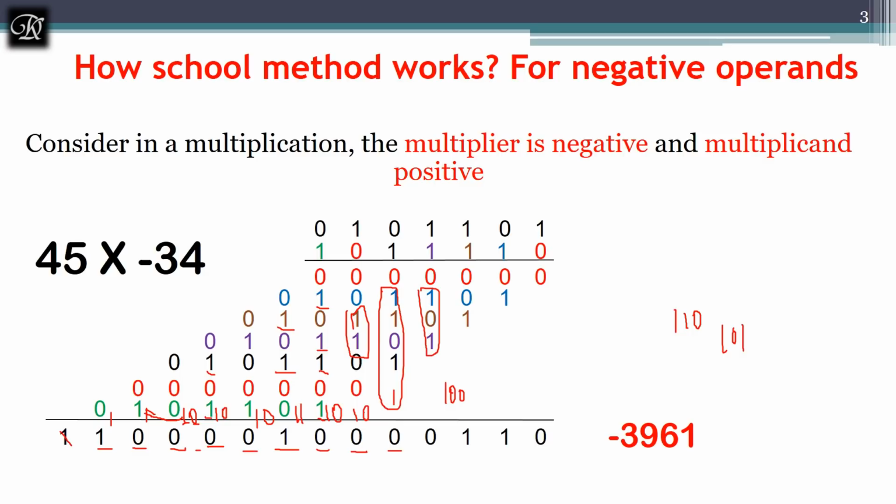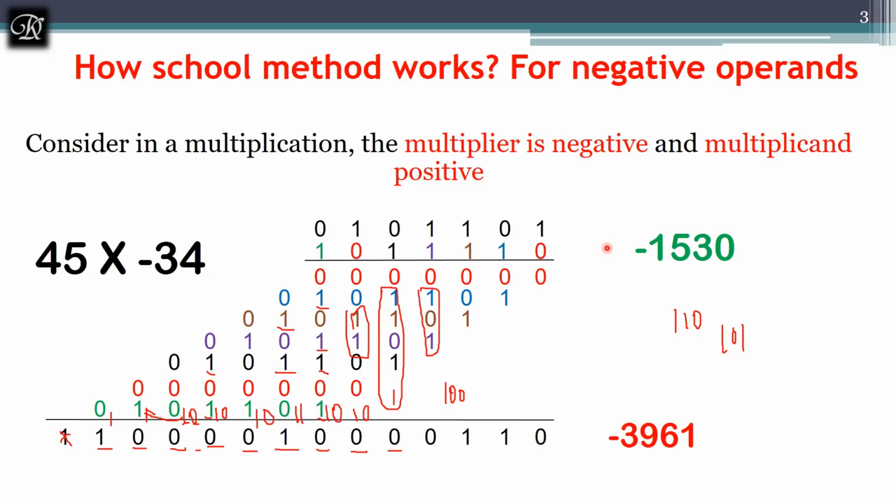Now this one is not required. Yes, now I have got this value. Let me check what the answer is. Actually, what answer I got, if I convert this to a decimal, is 3961, which is a wrong value. Actually, I should get an answer of minus 1530. This is what is wrong with the regular school day technique, where we are not getting the correct answer. We are getting a wrong answer over here, but the correct answer should be this.